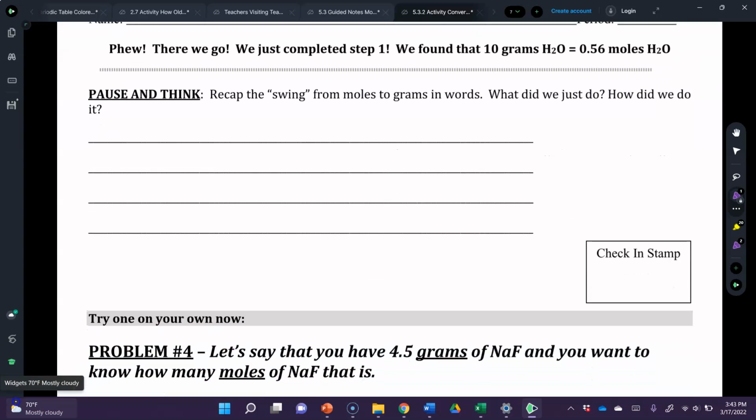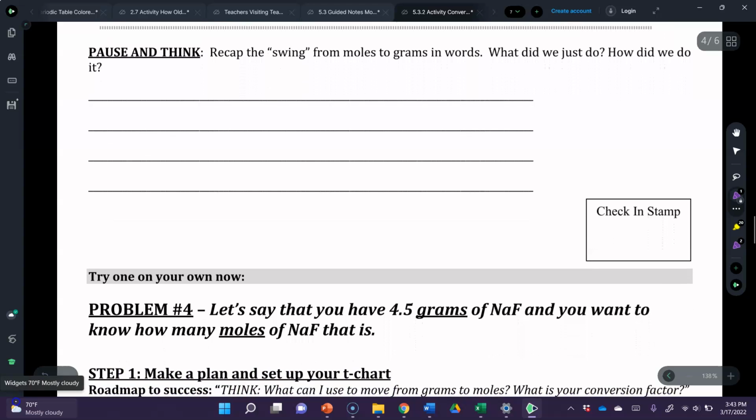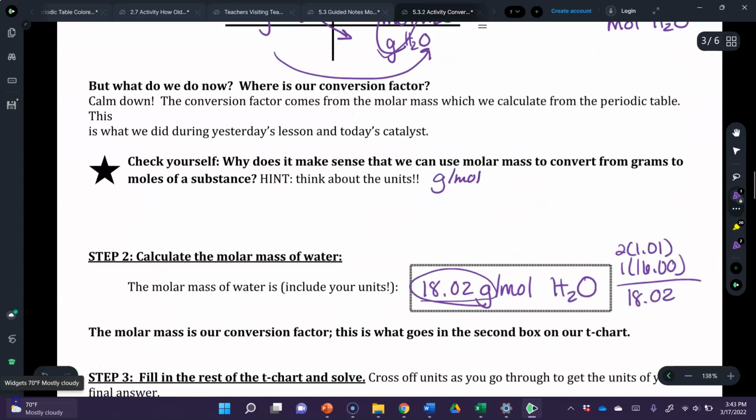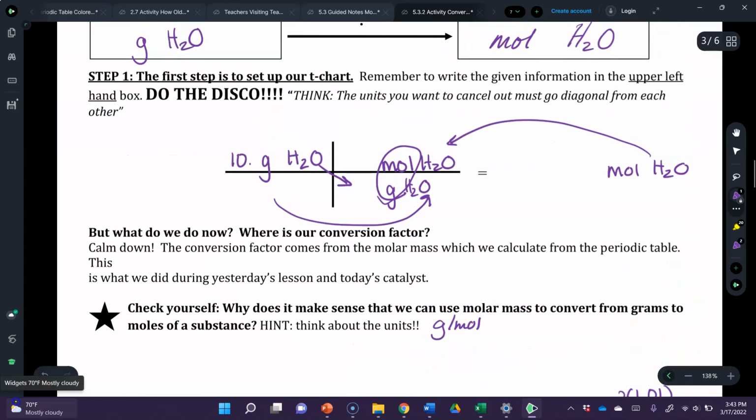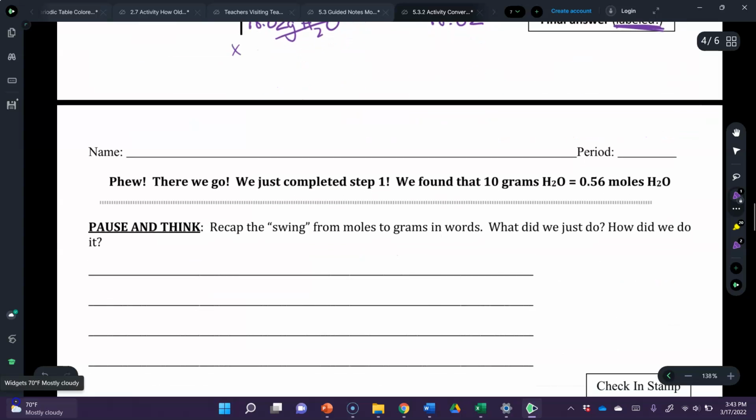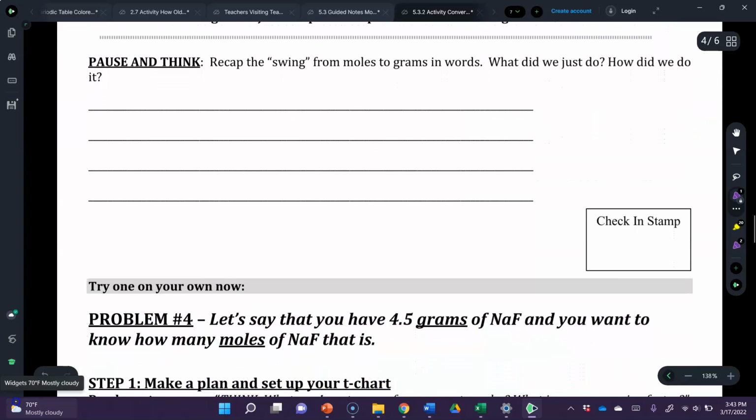Okay, so we completed the first one. And now you're going to pause the video and recap the swing, or how you drag things down, for moles to grams and words. How did you do that? So the swing, remember, was up here. How did you do that? Why did you do that? Pause the video and answer the question.